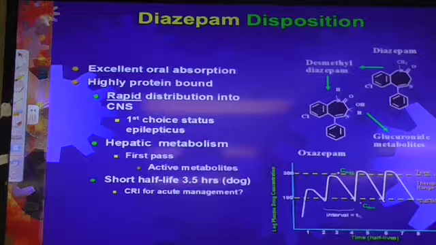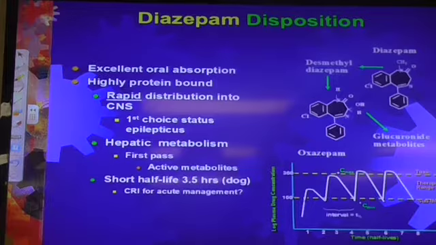So for IV, the active metabolites, of course, also will be produced. And the nice thing about that is we transition to a half-life of about 3.5 hours when you put everything together, when you put the active metabolites and the parent compound together. So that's kind of good. Still may be too short.